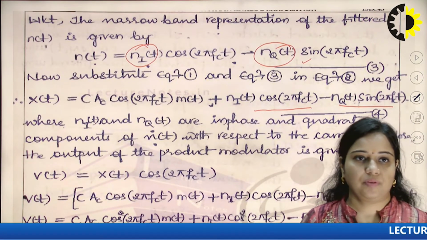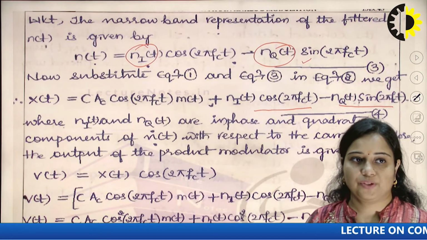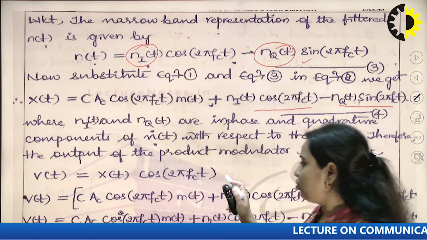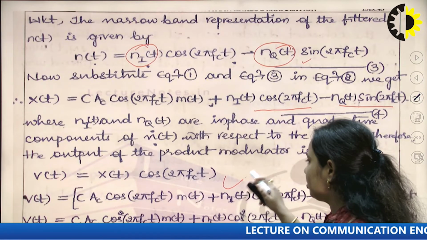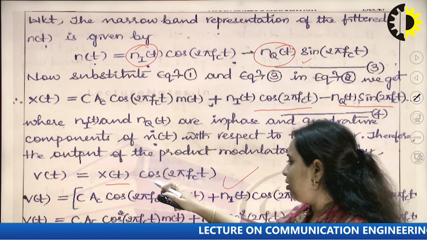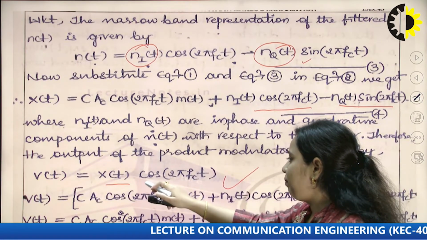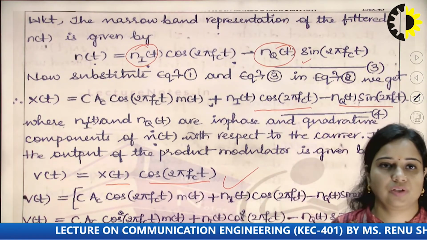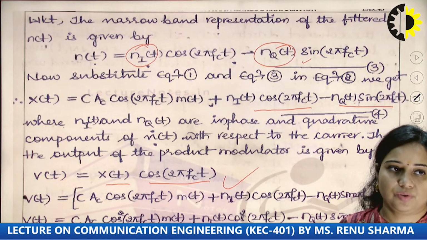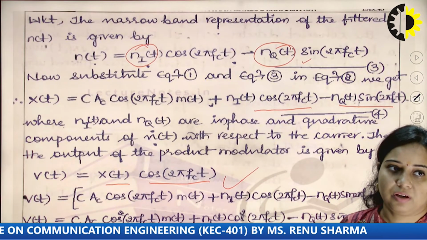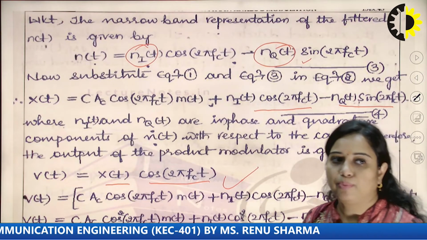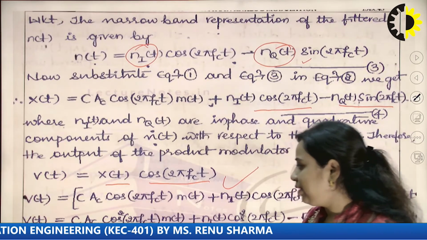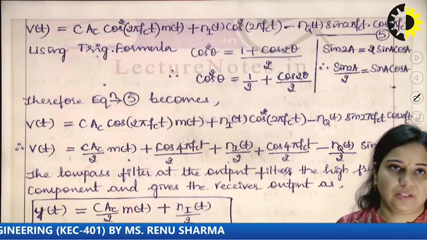The output of the product modulator is given by this equation, v(t) = x(t) cos(omega_c t). This is the input signal x(t) multiplied by cos(omega_c t), meaning it is multiplied by a signal generated by the local oscillator. That will be the output of the system, v(t). So, we can put the value of x(t) over here and find the equation for v(t).